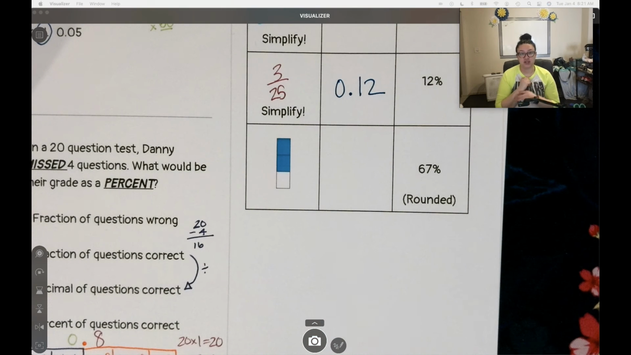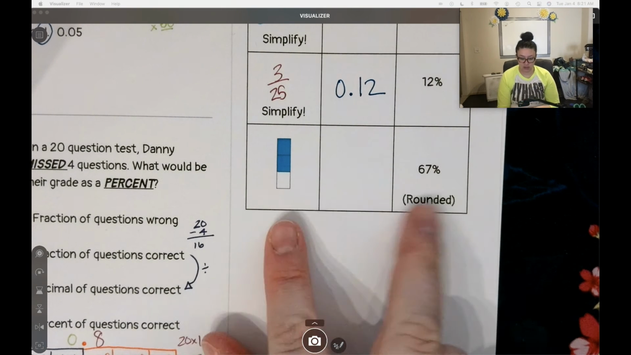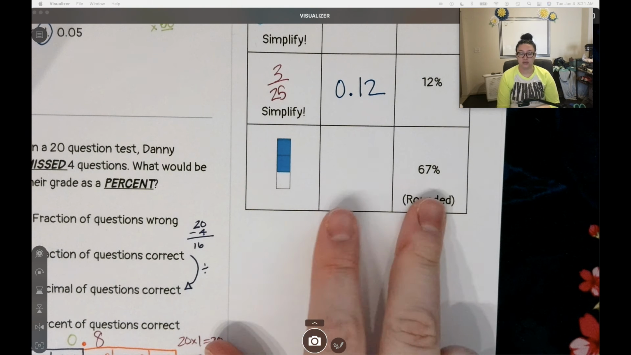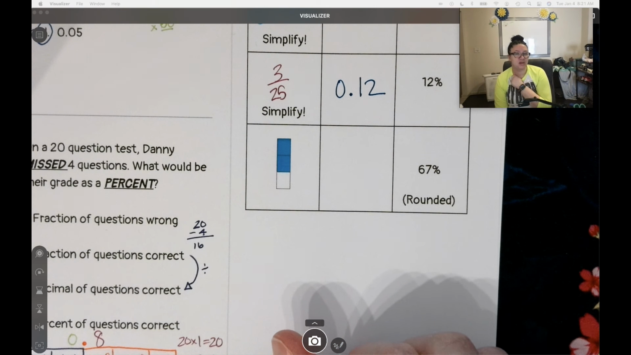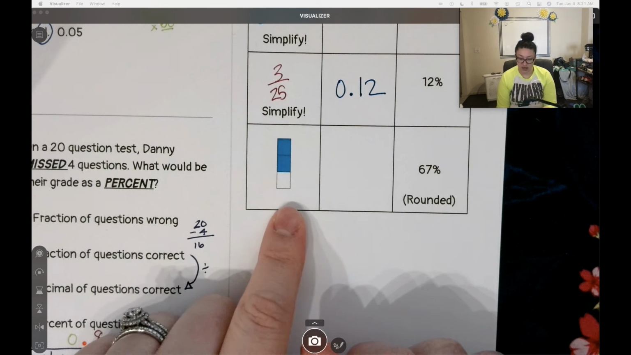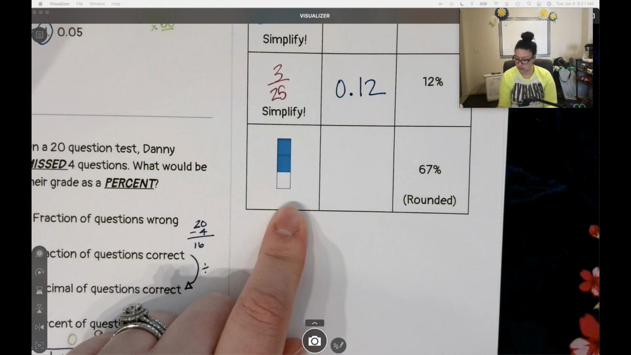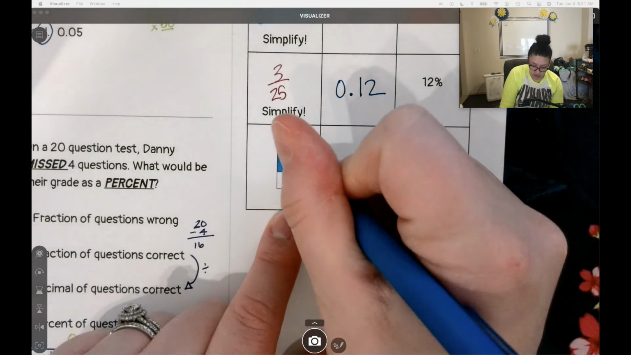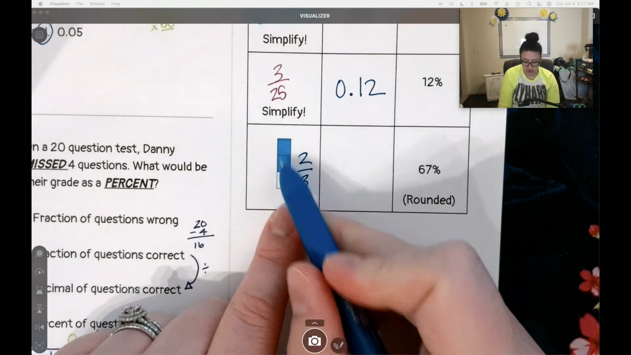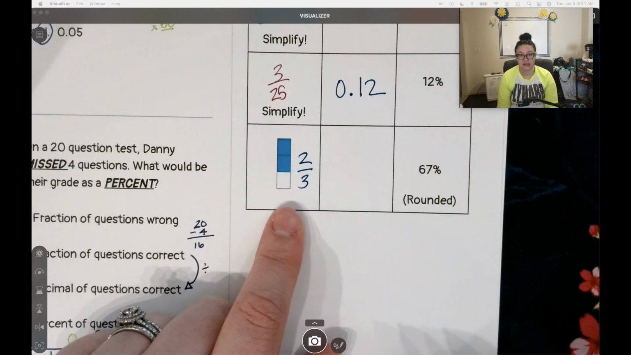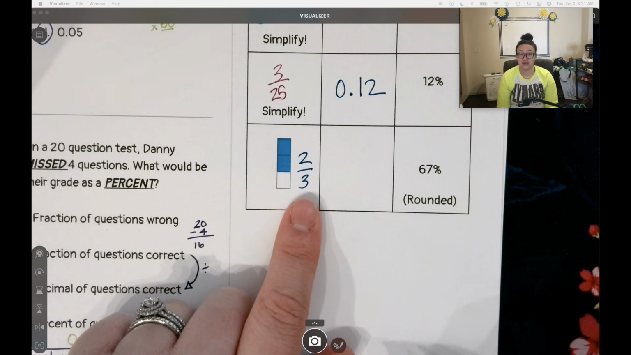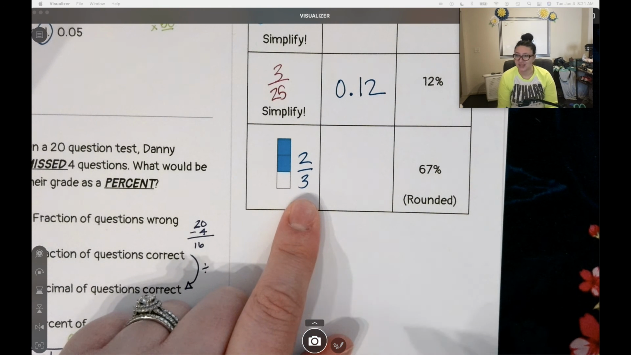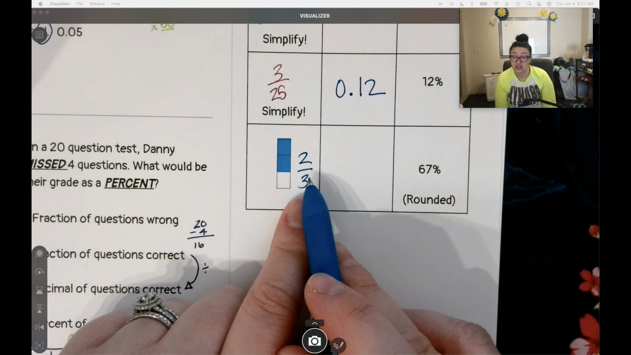And last, we have a picture that we want to turn into a decimal. We've already got the percent that's rounded. So what would this fraction be here? 2 out of 3, because there's 2 things shaded out of 3 total pieces. Remember, we talked before, whenever the denominator is a 3, it's going to repeat. That's why 9s repeat, because it's a product of 3.